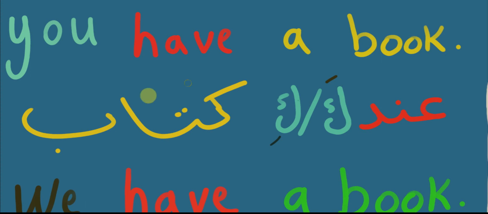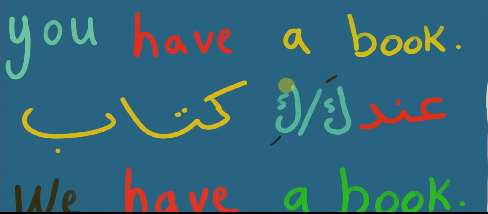When you are talking to a man or a boy, and it's singular, so you say عندك. This ka is the pronoun for the second person singular masculine. عندك كتاب.